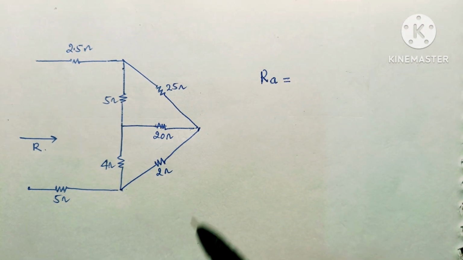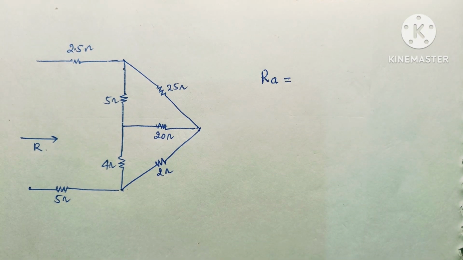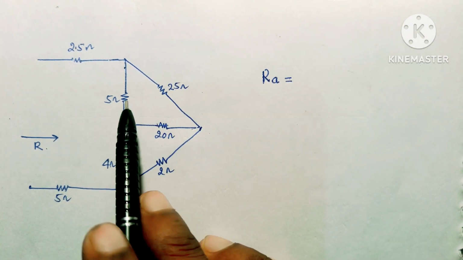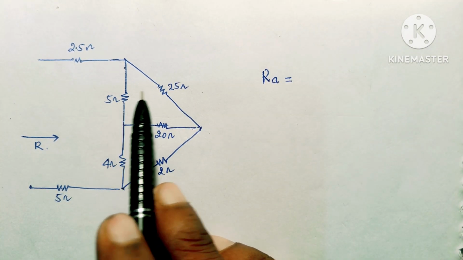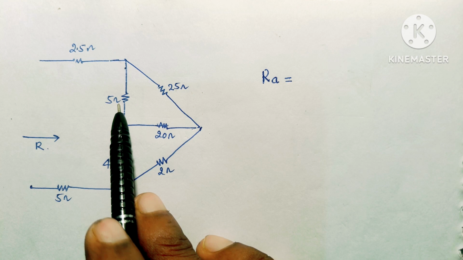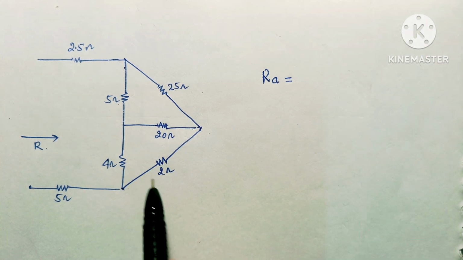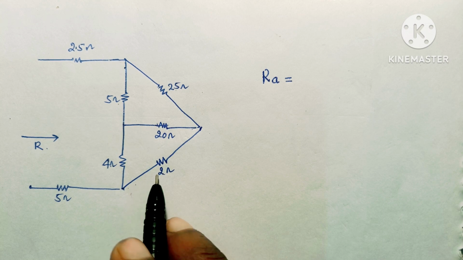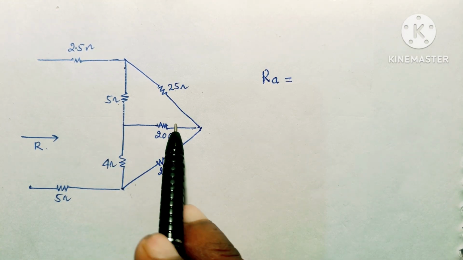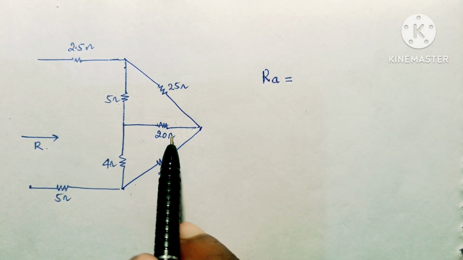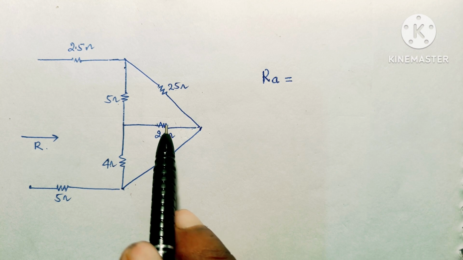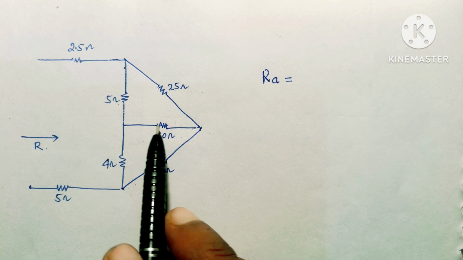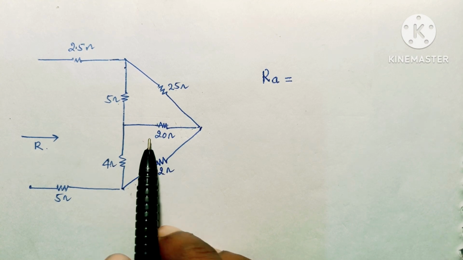So how can we change? First of all, let us see whether this circuit is balanced or not. If we divide 25 by 5, it will be 5 ohm, and if we divide 2 by 4, this is 2 ohm. So we can see that this circuit is not balanced, so this resistance cannot be neglected, and to find the equivalent circuit, if this resistance is not removed, it will be very difficult by the conventional method.